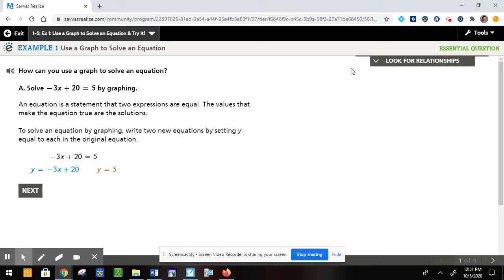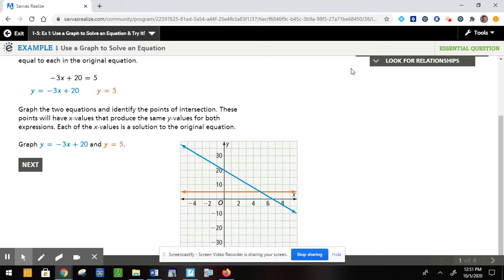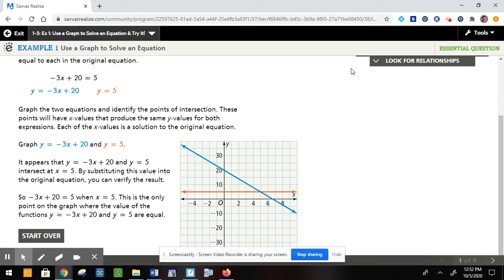What you're going to do is essentially split it into two equations, right? You've got the left side, you've got the right side of the equation. You're going to set them each separately equal to y, okay? Then you're going to graph both. So y equals negative 3x plus 20 is the blue line. y equals 5 is the red line. Where they intersect is the answer. So where they intersect, it is the ordered pair (5, 5).